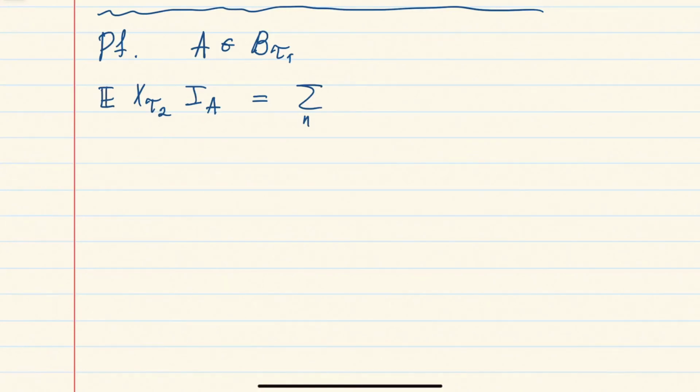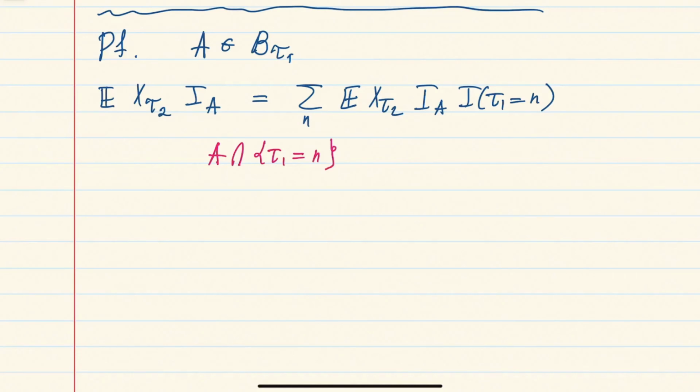So we'll sum over all n, expectation of x tau2, indicator of A, and let's put an indicator that tau1 is equal to n. Okay. And so here we have a product of indicators, so we have the set A intersected with the set tau1 is equal to n, and by the definition of the stopping time, because the set A comes from the sigma algebra corresponding to the stopping time tau1, this intersection must be in Bn. Okay, so we know this, and for simplicity of notation, let's denote this set An for a second.